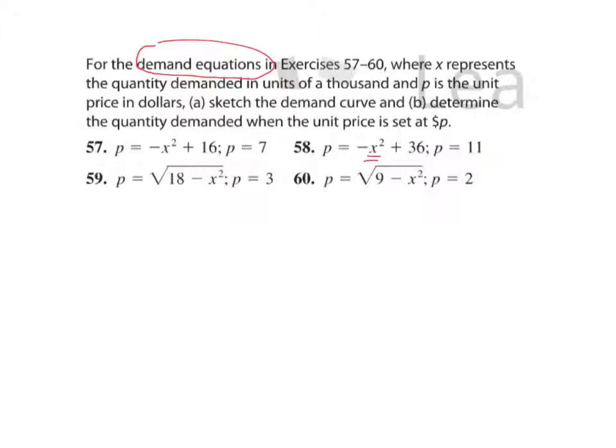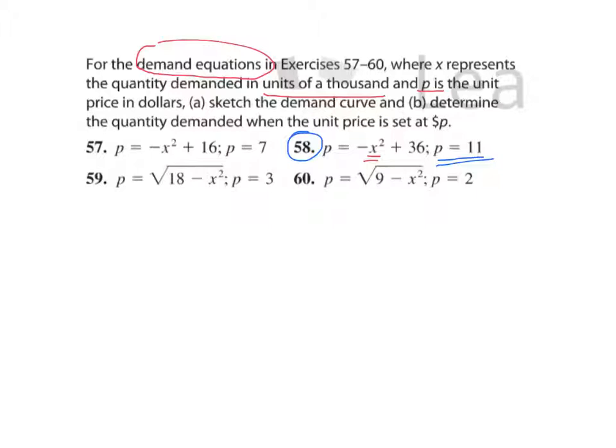In this case it's measured in units of 1,000. So if X equals 4, that means 4,000 units. And then P is the unit price in dollars. So P is measured in dollars. And we're going to look at problem 58, which is similar to one that we're going to have in our assignment. And notice that the price here is set at $11.